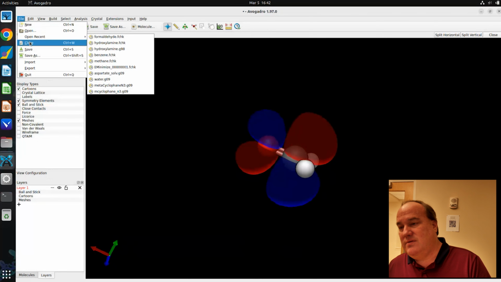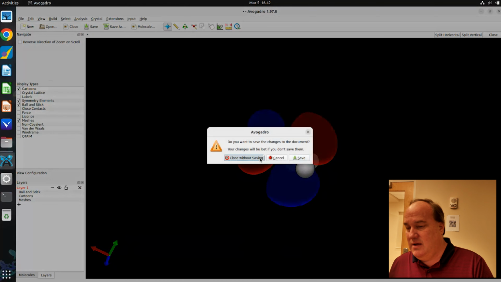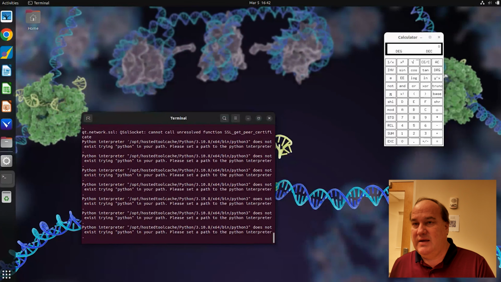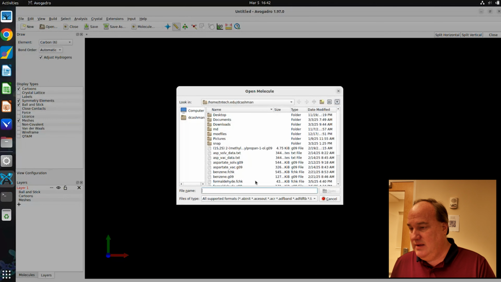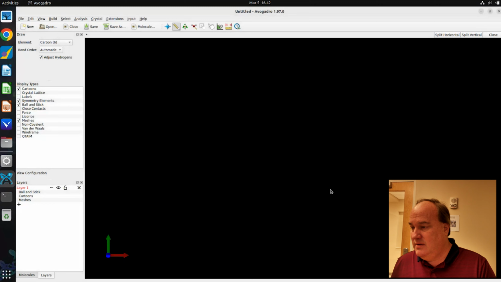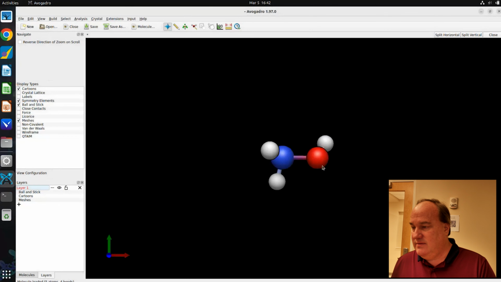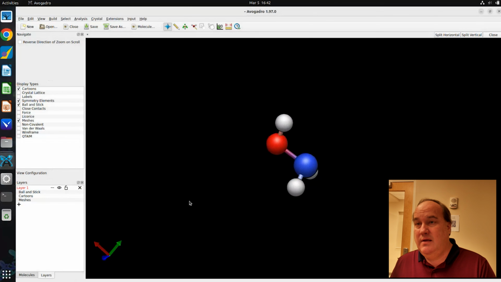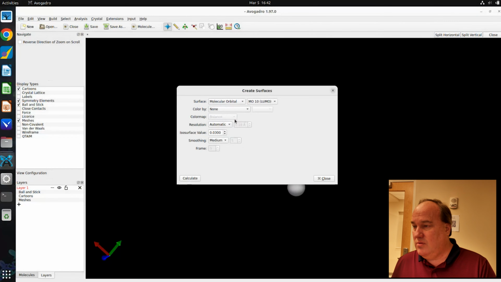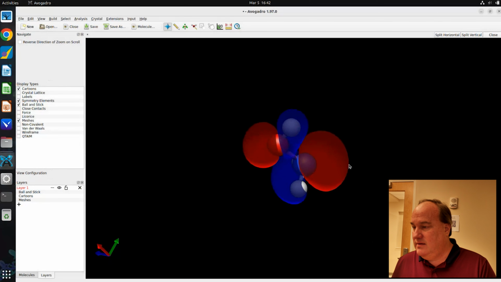Now if I close that out, then we load Avogadro again, and we're going to go to Open. And this time I want hydroxylamine. We're going to open the fcheck file again. So here's my hydroxylamine. And so let's go to Analysis, Create Surfaces, Molecular Orbital, and this time I want the highest occupied molecular orbital. And where's that? There we go.